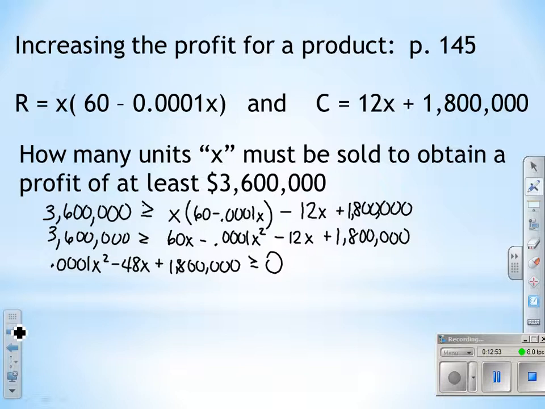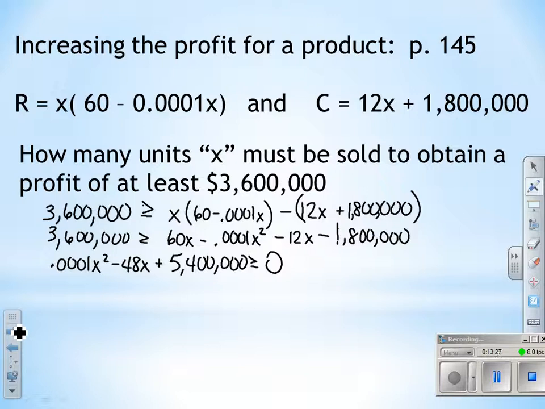Shoot. Sorry guys, back up here with me a little. We need to subtract our cost equation, which would have been a subtraction of that, which then when we bring it to the right-hand side, we add it there. That looks better. All right, so sorry about that.